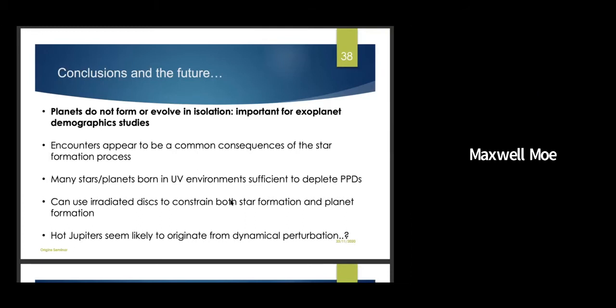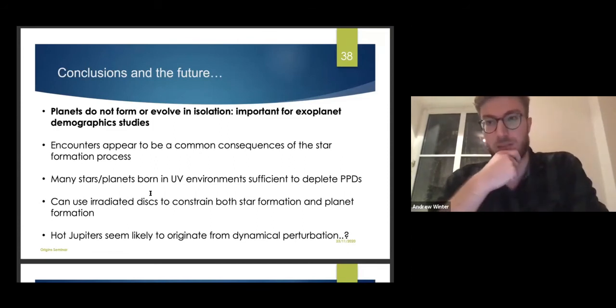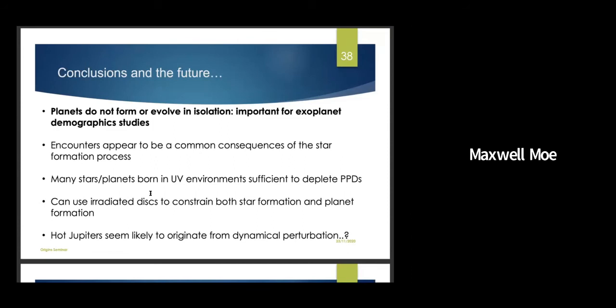So it could be that hot Jupiters are independent of 6D phase density. It could be that cool Jupiters, the occurrence rate of cool Jupiters, are smaller in high density environments. It could be. Yeah. Okay. Okay. Thank you. Yeah.